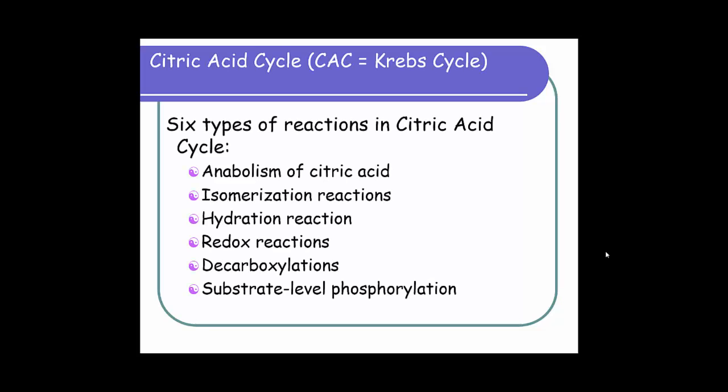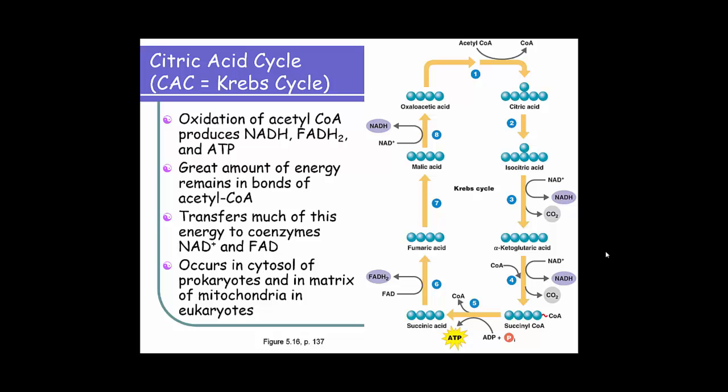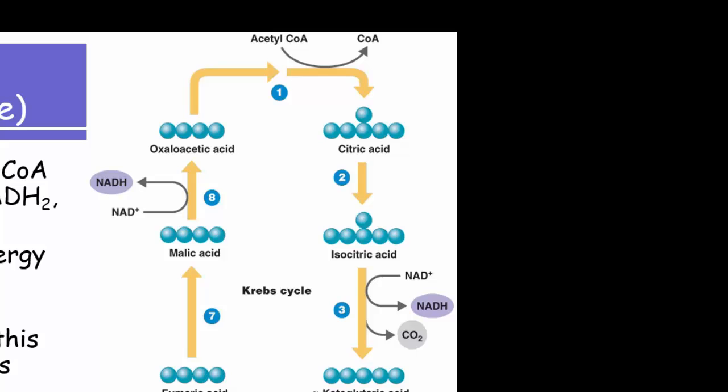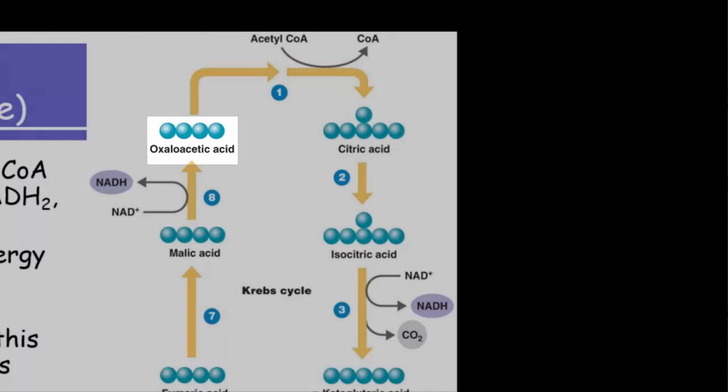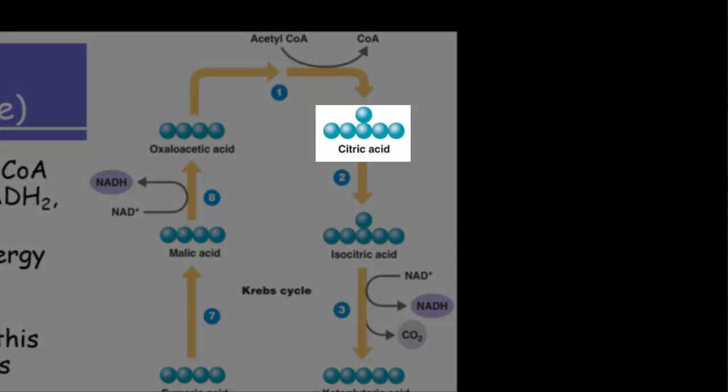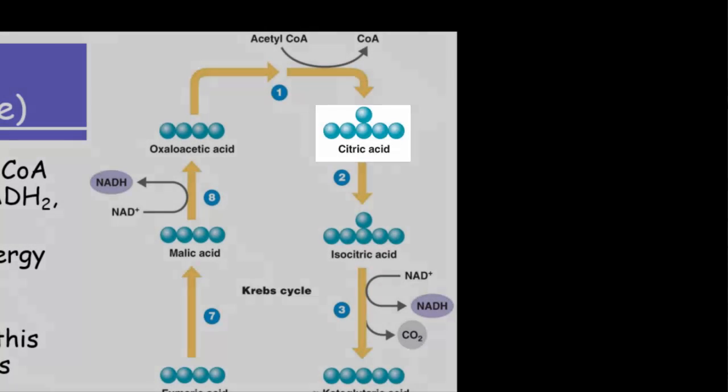6 types of reactions occur in the citric acid cycle: anabolism of citric acid, isomerization reactions, hydration reactions, redox reactions, decarboxylations, and substrate level phosphorylation. If we go back, you'll notice acetyl-CoA enters the citric acid cycle and combines with a molecule known as oxaloacetic acid. This forms citric acid, hence the citric acid cycle.